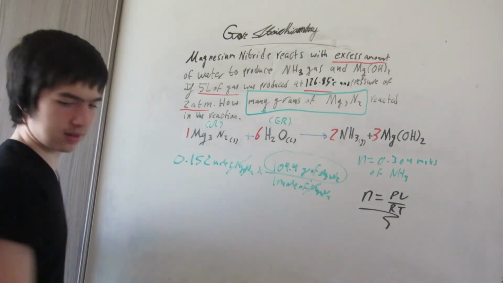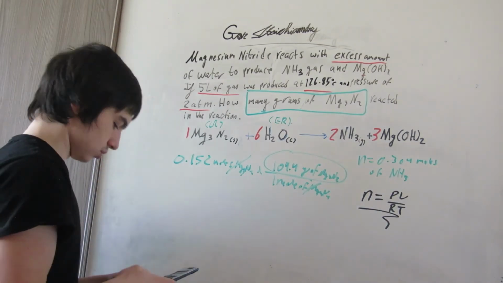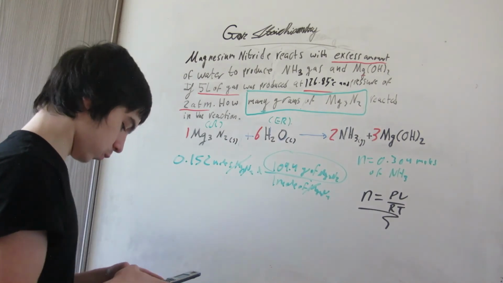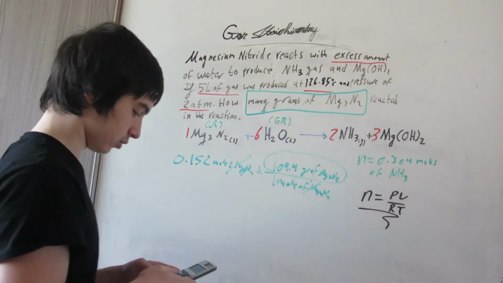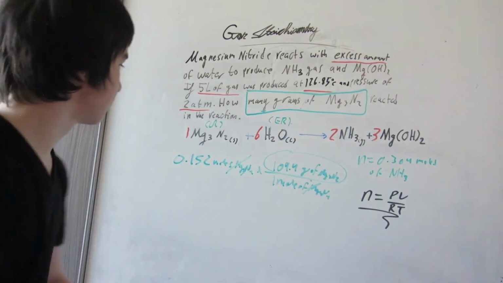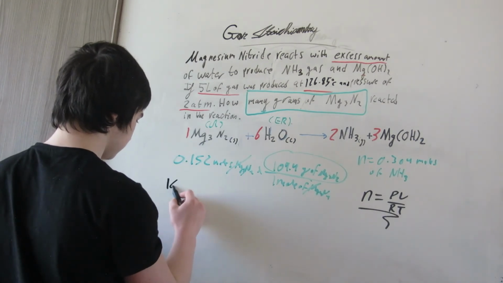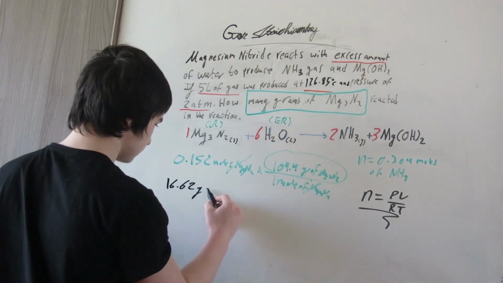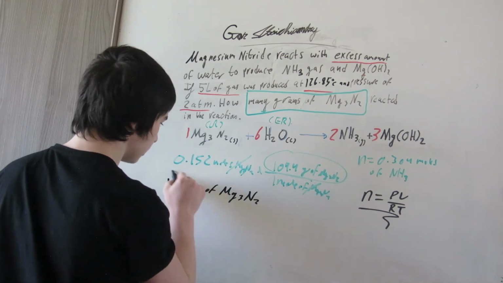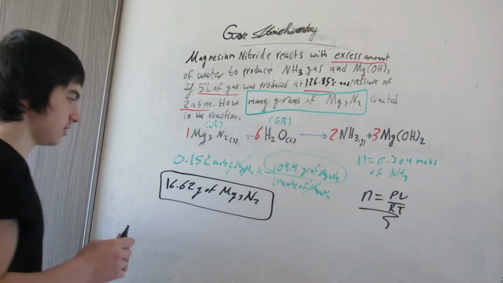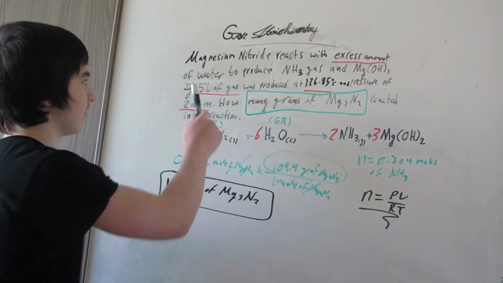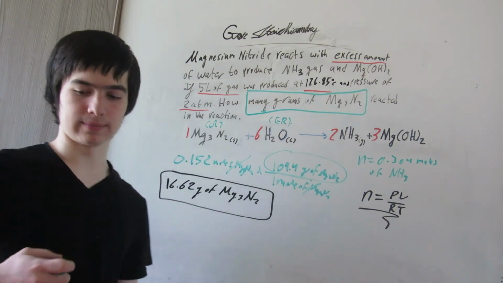Now let's do the math and we can get the answer. So 0.152 multiplied by 109.4 over 1. We get the answer of 16.62. So the number of grams is 16.62 grams of Mg3N2. So 16.62 grams of Mg3N2 reacted in this reaction to produce 5 liters of ammonia gas.